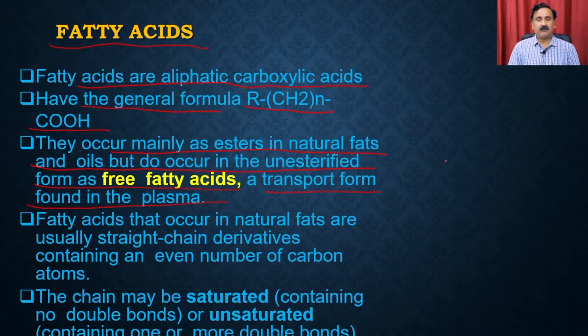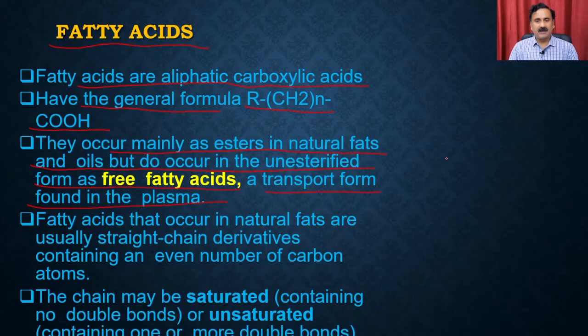When we take food, the food contains complex lipid molecules, and that complex lipid is digested by lipase, and the lipase enzyme degrades the fat into free fatty acids. These fatty acids are then absorbed from the alimentary canal, and that's how they are transported into the plasma. Fatty acids that occur in natural fats are usually straight chain derivatives containing an even number of carbon atoms. They may be saturated, which means they contain no double bonds, or they can be unsaturated, which may contain two or more double bonds.